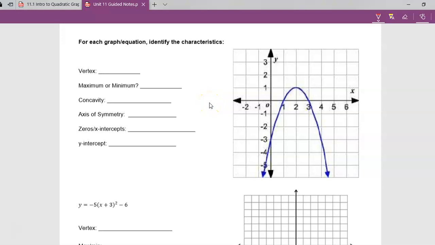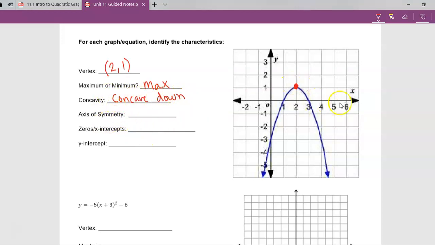For this quadratic, the vertex is right there. So we just want to say what the coordinates of that vertex are. That would be at (2, 1). And then, is that vertex a maximum or a minimum? Because this one has been flipped upside down and that vertex is the highest point around all the others, that's going to be a max point. The concavity: the ends are heading down, like an upside down bowl, that is concave down.